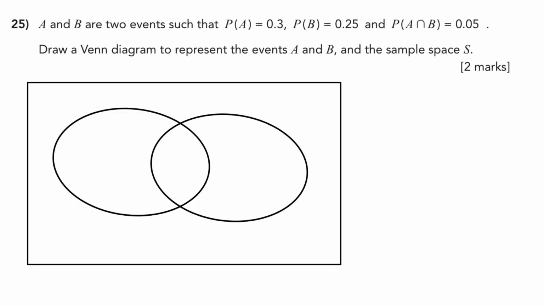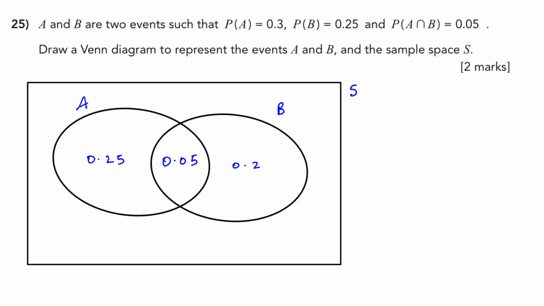So first we'll make a Venn diagram. So this is our Venn diagram. We write S here, sample space. This is A and B. And our intersection is 0.05. To find the only A part, we will do, what is our A? 0.3. So 0.3 minus the intersection, which is 0.05, will give you 0.25. To find the only B part, our B is 0.25. From that, you subtract 0.05, you will get 0.2. So that's how you find these values.